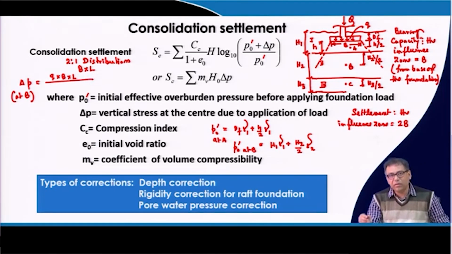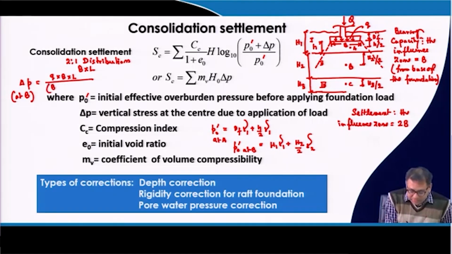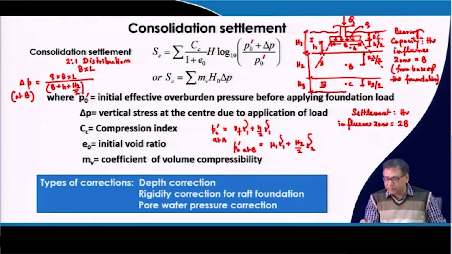So, I know the total load, now my area has increased. So, now what will be that area? That area will be B plus small h plus H2 by 2, because the depth of the point from the base of the foundation is small h plus capital H2 by 2. Okay.